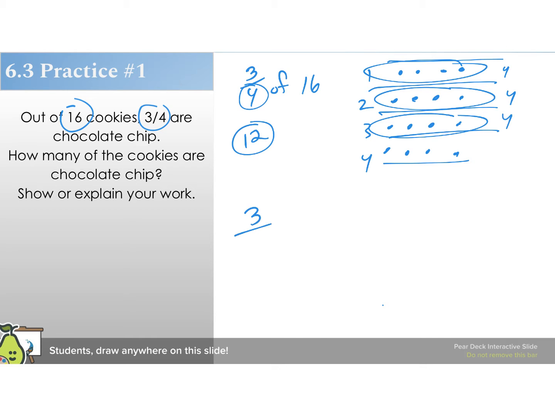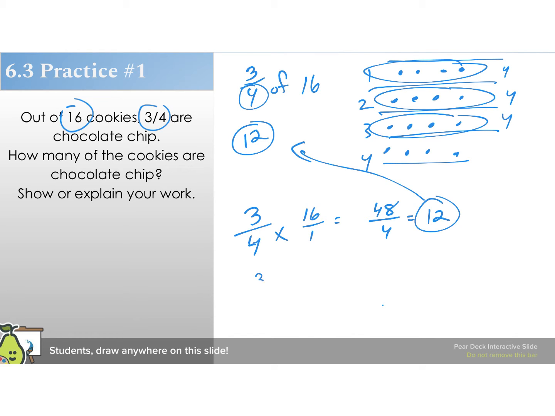We can also solve this by saying 3/4 times 16. Now, remember it's 16, like 16 over 1. You can multiply it out. 3 times 16 is 48. 4 times 1 is 4. 48 divided by 4 is 12. We get the same answer.